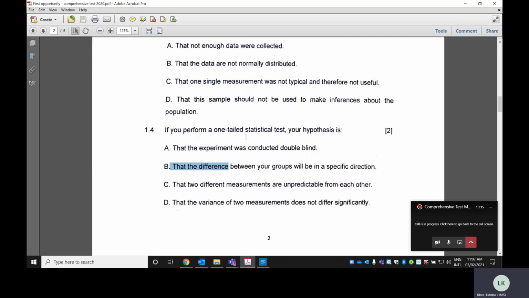The reason is a one-tailed test. Those are examples where you say the mean is less than a specific amount, or it's greater than. So it is in a specific direction, as opposed to when you just say is not equal to or is equal to. So the one-tailed test is in a specific direction. You're going to be less than or greater than. So 1.4, our answer is B.